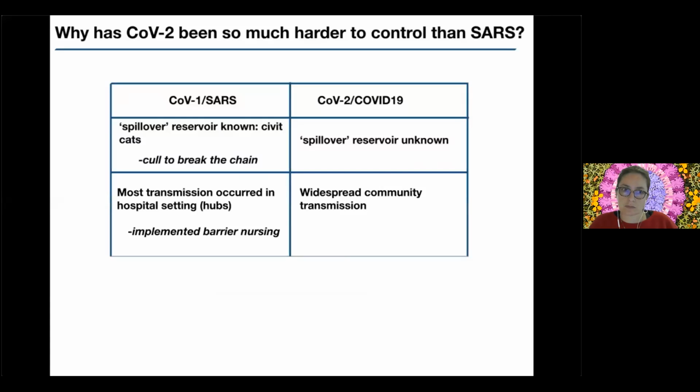Second, for SARS-CoV-1, most of the human transmission occurred in a hospital setting. And indeed, these hospital settings were hubs of transmission for that epidemic. And so once this was recognized and the risk to the medical community was recognized, personnel were able to implement barrier nursing in order to stop transmission of that virus. Unlike CoV-2, which has not just spread in a hospital setting, but in fact there is widespread community transmission of this virus.